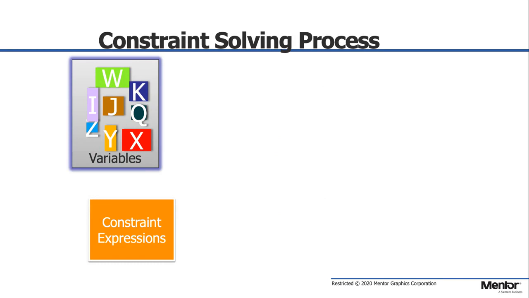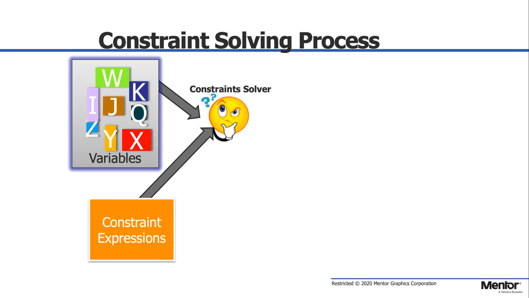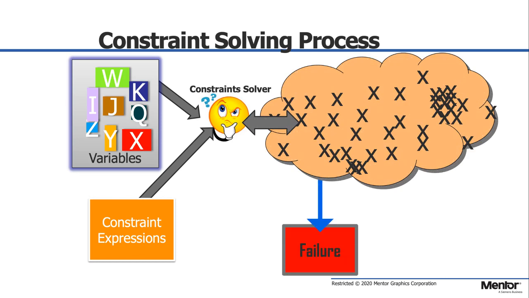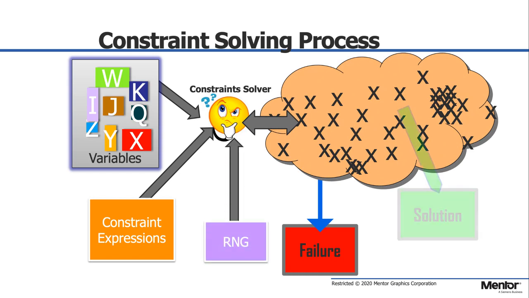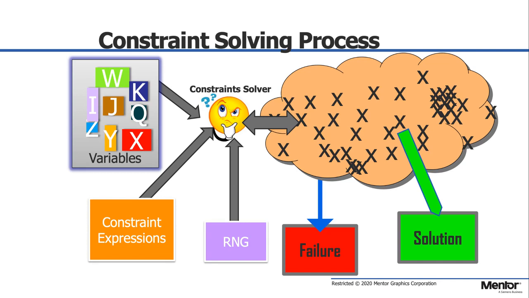So what a constraint solver does is it takes a set of random variables and a set of constraint expressions and feeds that into a constraint solver. And what the constraint solver does is it figures out a solution space, and it will figure out all the possible combinations, or it will generate a failure saying I can't find any solutions for this. And then once it finds the solution space, it picks a solution, and you can randomize many times, and basically what it's doing is picking different solutions out of that solution space.